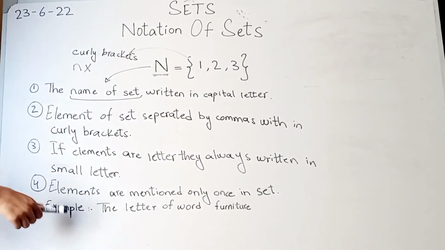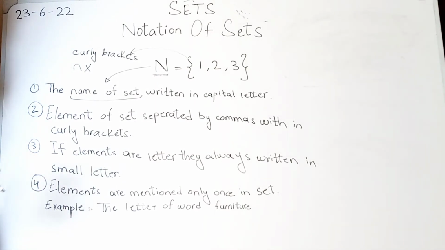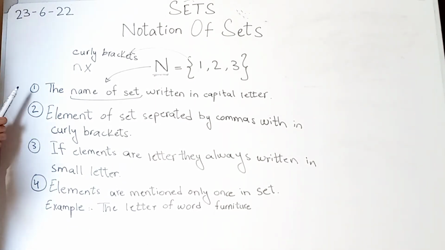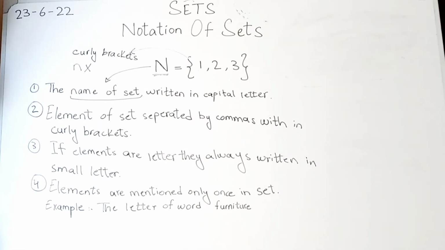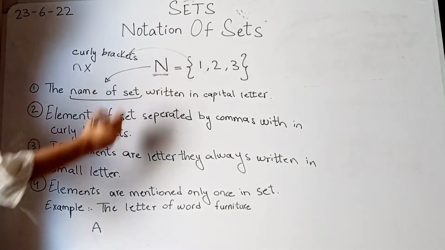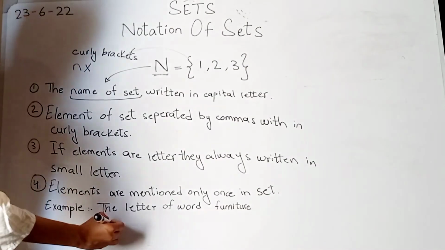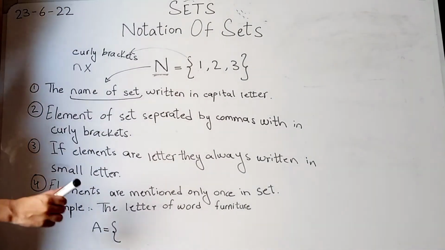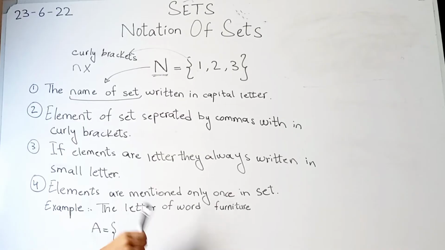We have an example: the letters of the word furniture. So how will we write this in set form? Following all the notations, going on to the first notation, which says the name of the set is written in capital letter. We have to decide the name of our set. So I will take A as the name of my set, then equals to, curly brackets. We have the letters of the word furniture. We will start with f as our first letter is f.